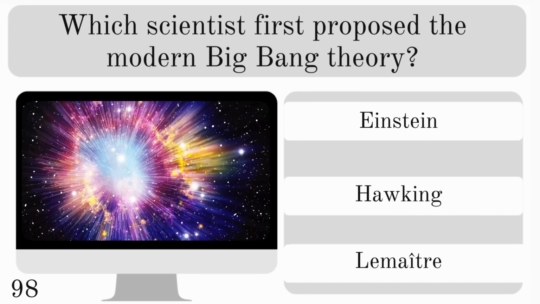Which scientist first proposed the modern Big Bang Theory? Was that Einstein, Hawking, or Lemaitre? And that was Lemaitre.